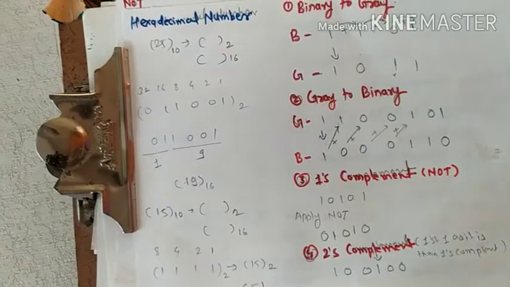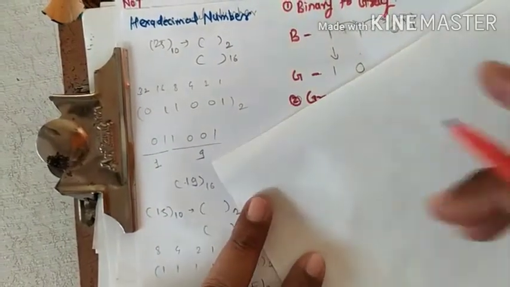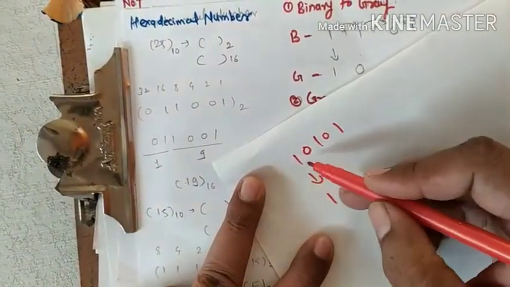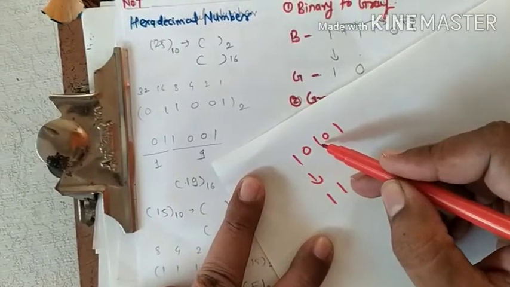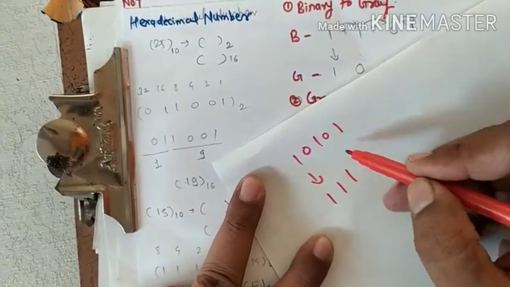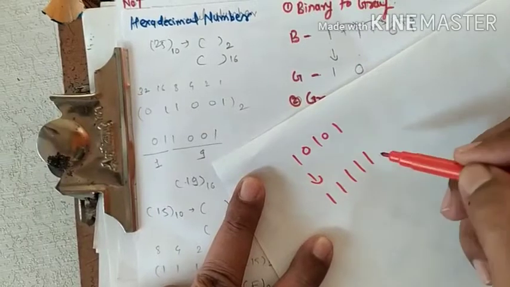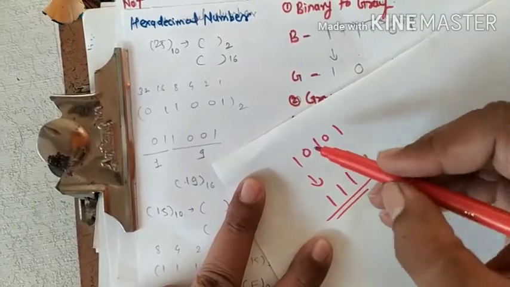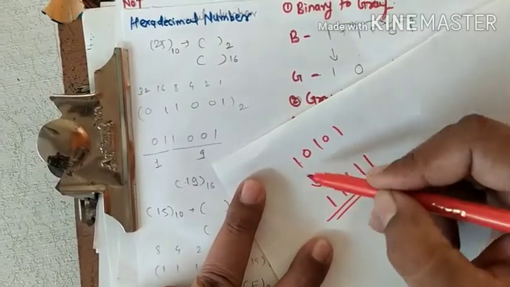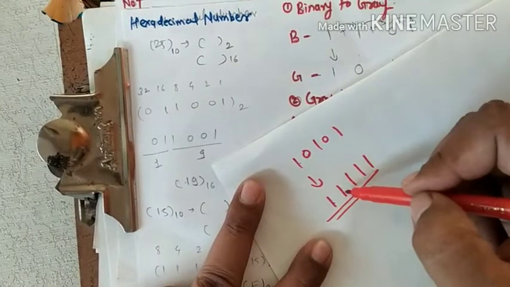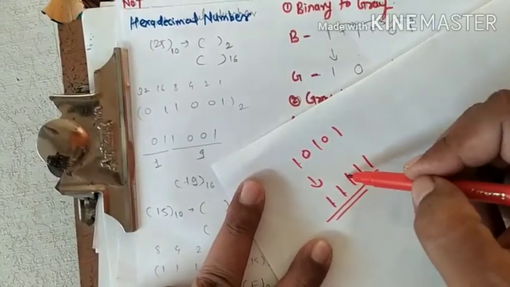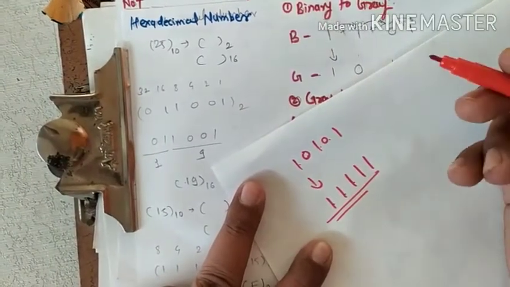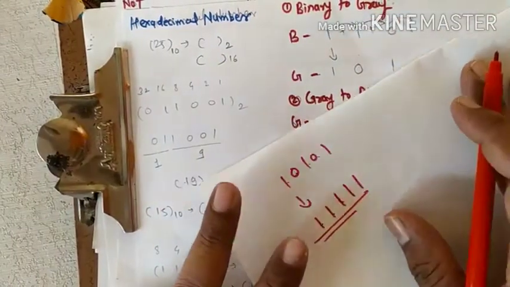Or take the next example. See here, if I write 1 0 1 0 1, the first number as it is 1, 1 plus 0 is 1, 0 plus 1 is 1, 1 plus 0 is 1, 0 plus 1 is 1. So the code will be 1 1 1 1 1. Again, 1 as it is 1, 1 plus 0 is 1, 0 plus 1 is 1, 1 plus 0 is 1, and 0 plus 1 is 1. In this way you have to convert your binary code to gray code.